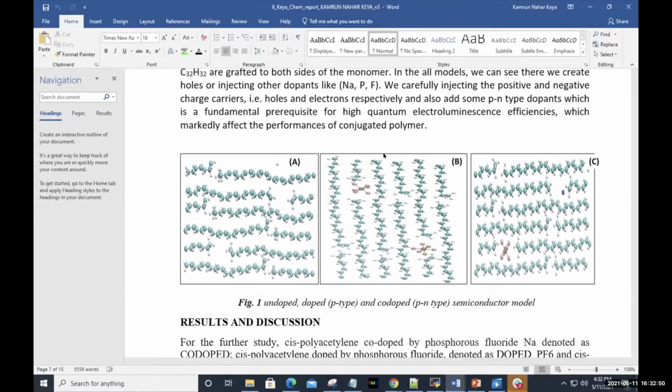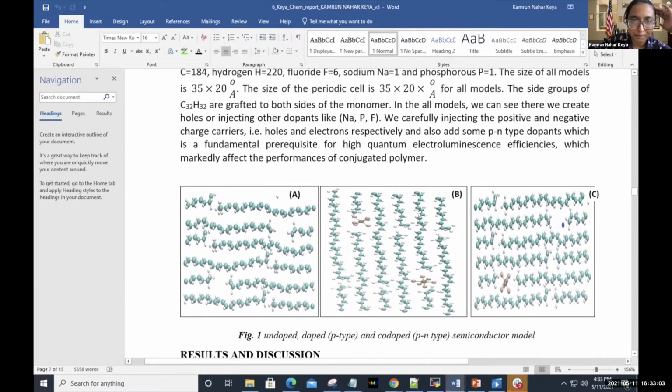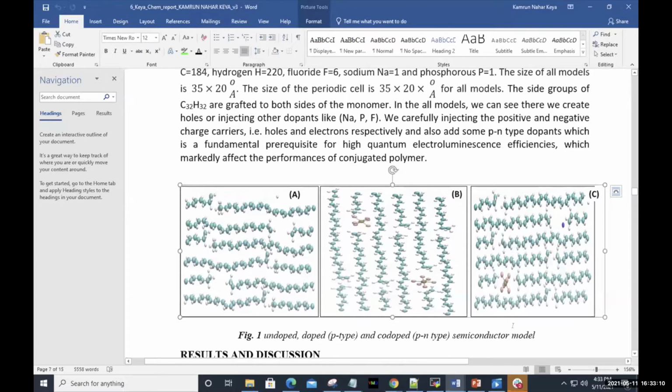So now, Kia, can you tell me what is p-n type doping? This is the first time that I faced this term. You have both? Yes, there we have both. Co-doped means this one there. So it means that you add one acceptor and one donor material to the system. Something like that, technically? Yes.